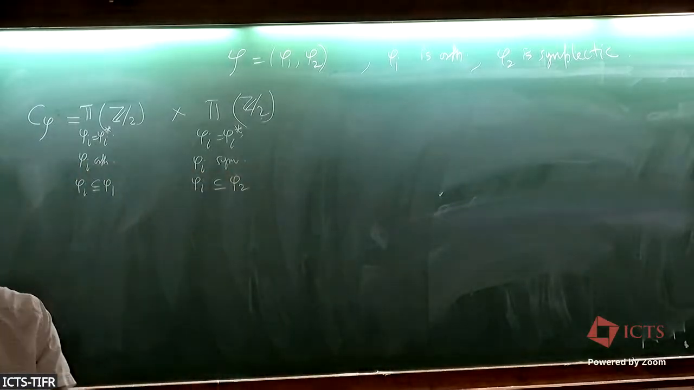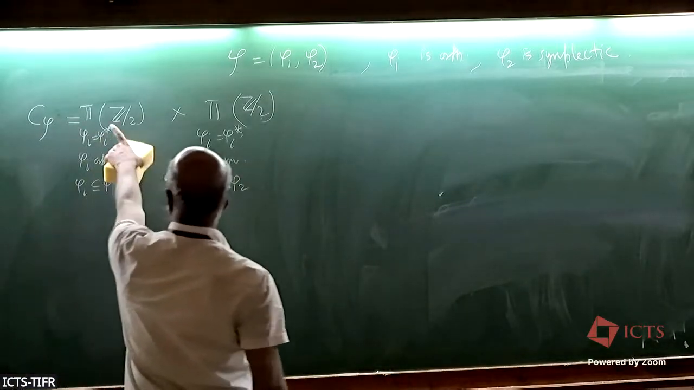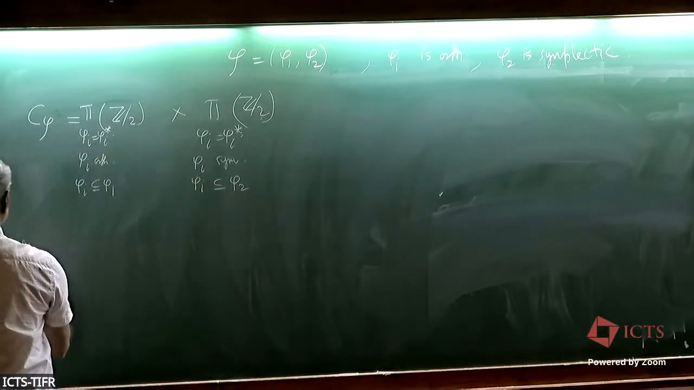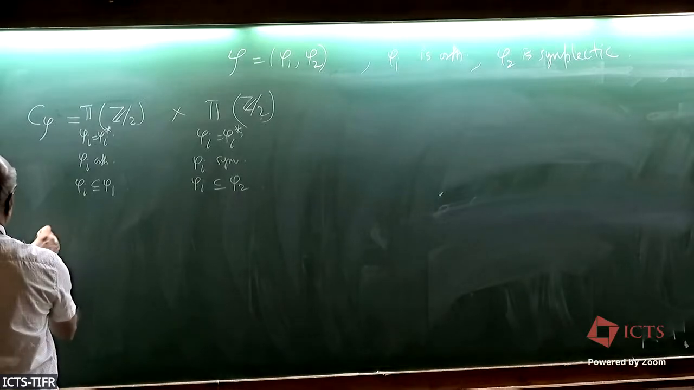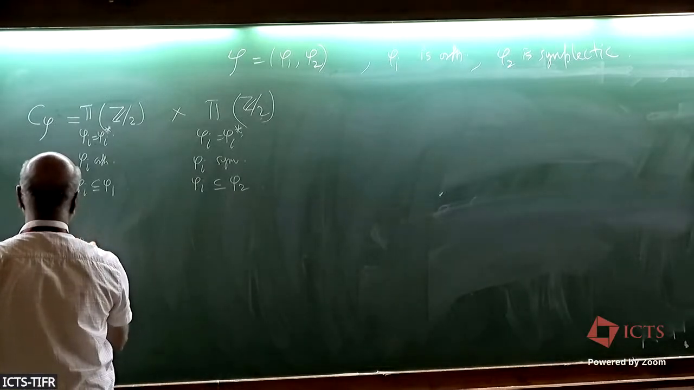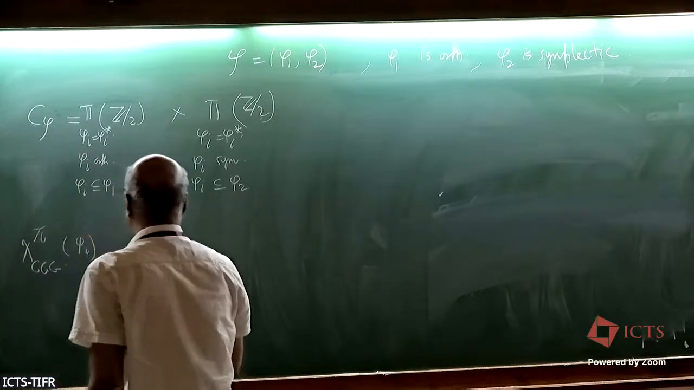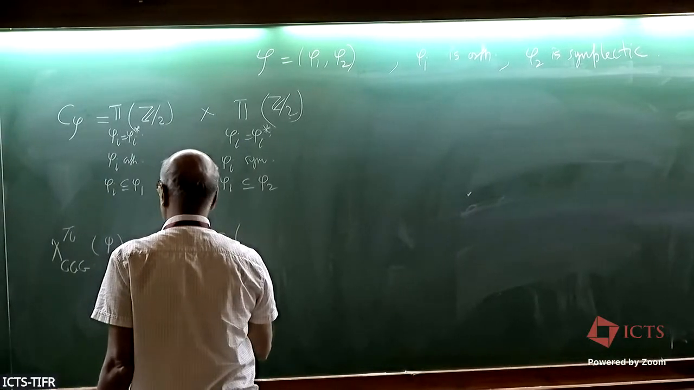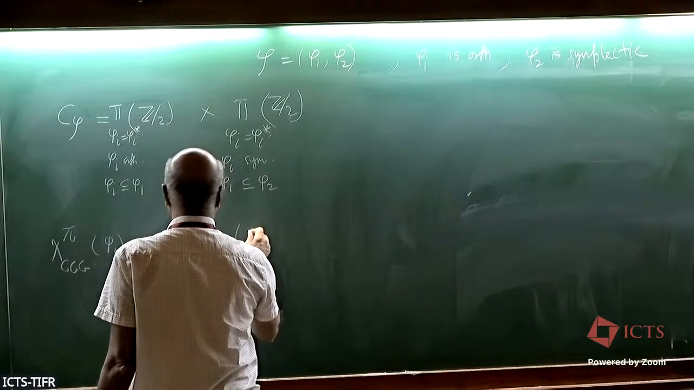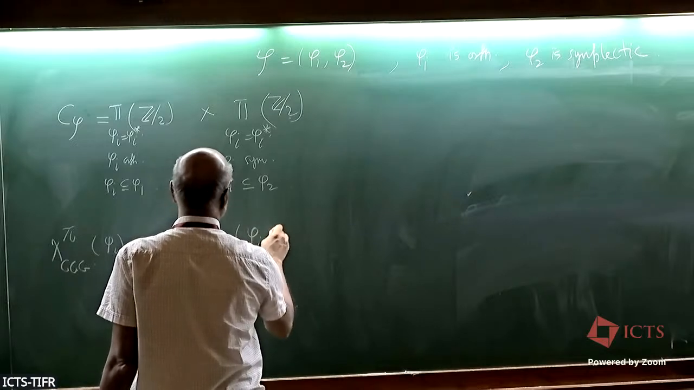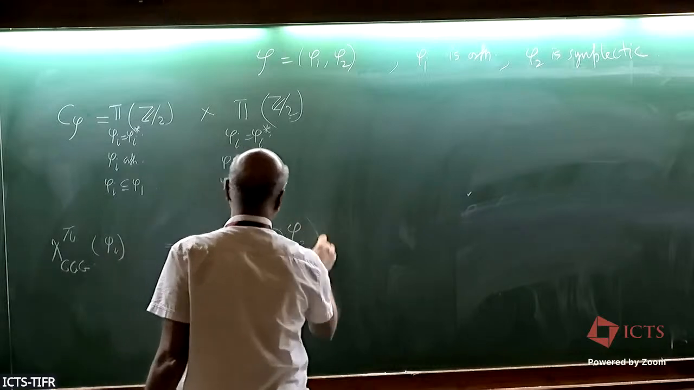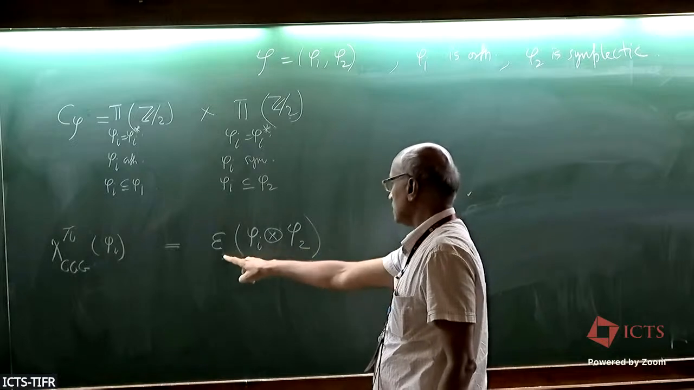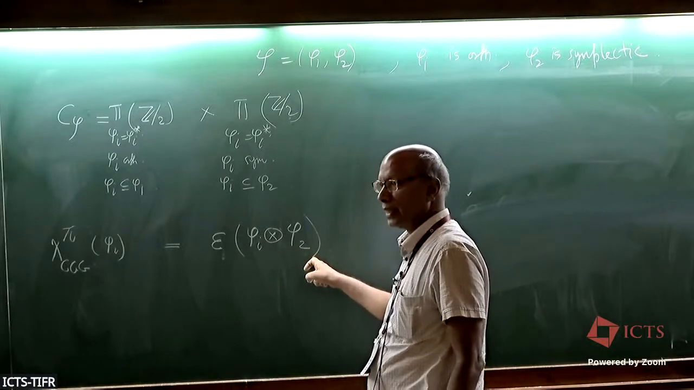So to define this character of the component group, you can define it on each individual copy. So chi GGP, maybe I put pi there, and I define it on phi I. And yes, this is the epsilon factor. I will come back to epsilon factors of phi I tensor phi 2. So this is an orthogonal representation. This is a symplectic representation. This is an epsilon factor of a symplectic representation.